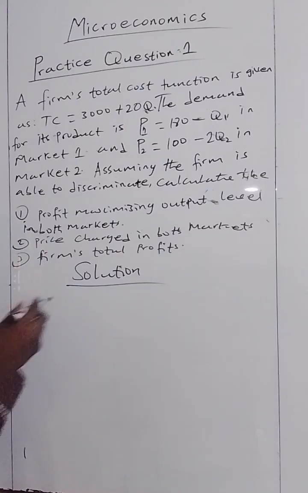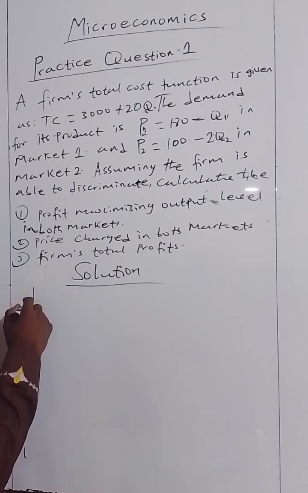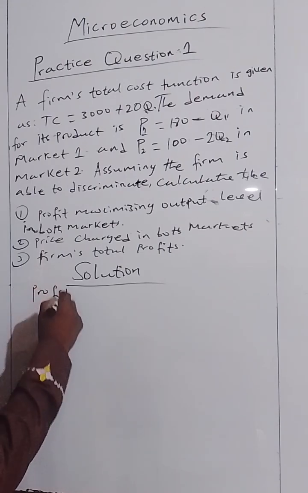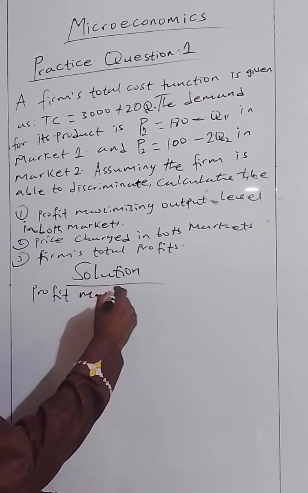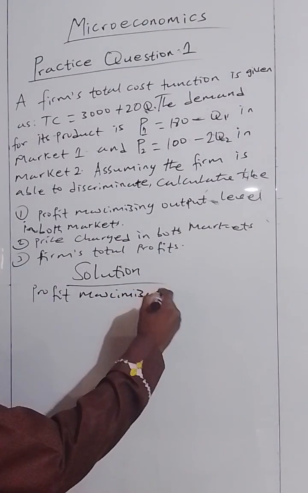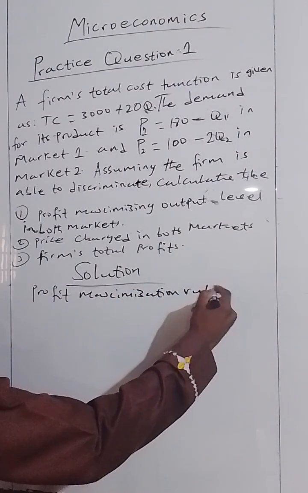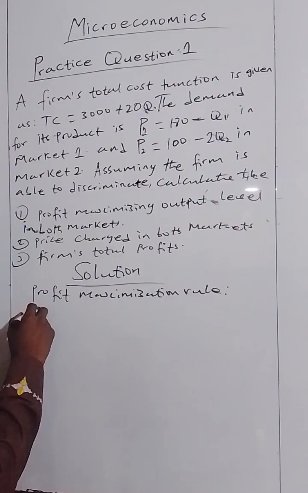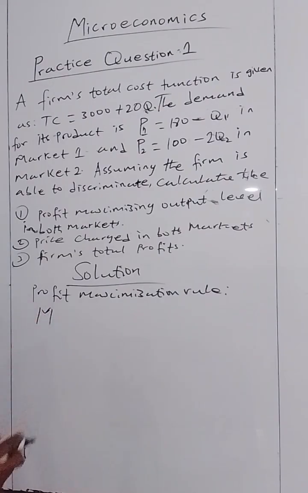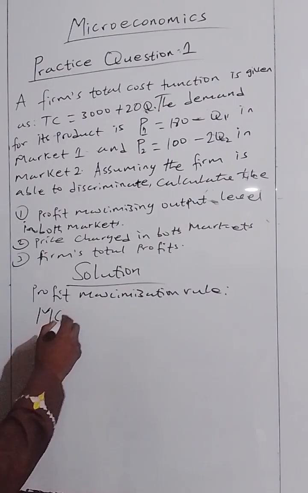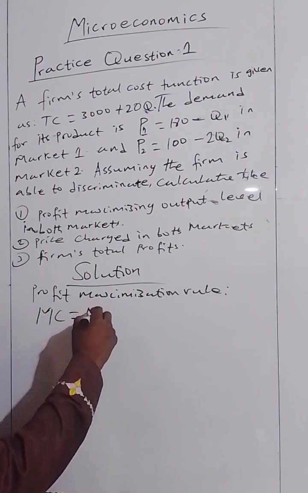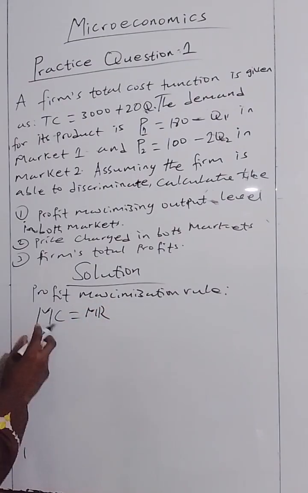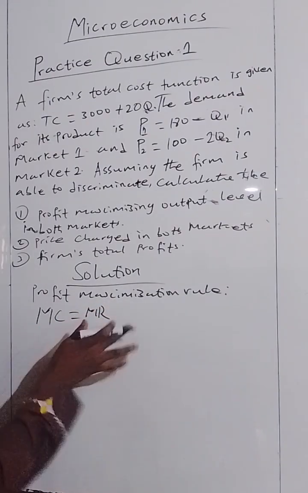Whenever I see a question like this, the first thing is to recall the profit maximization rule. The profit maximization rule states that a firm maximizes profit when MC, that is marginal cost, equals marginal revenue. This is what is called the profit maximization rule.